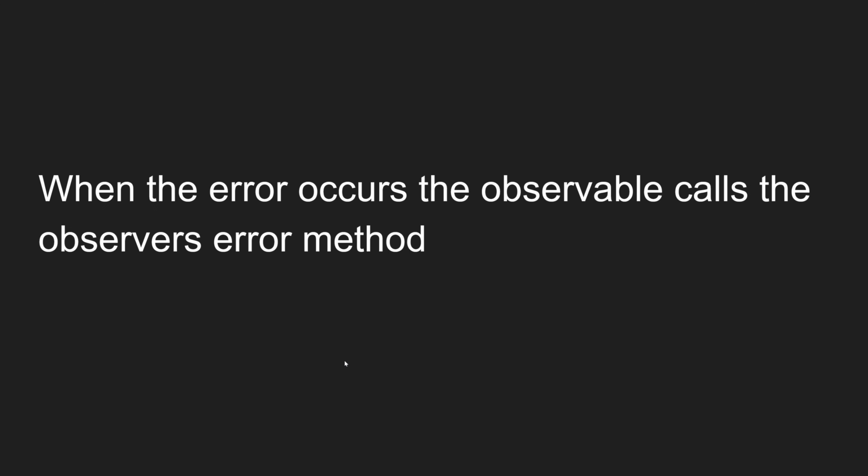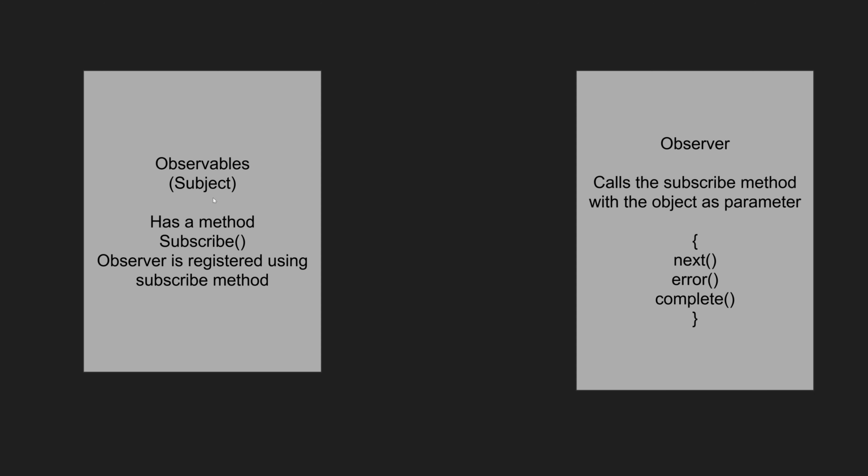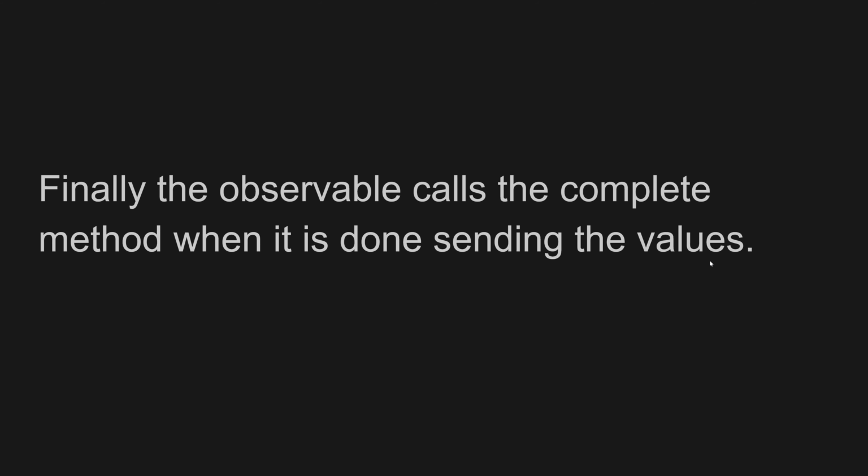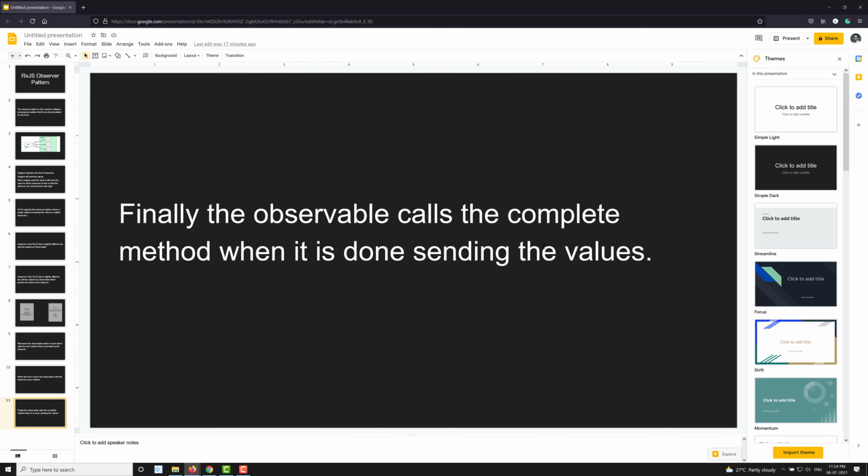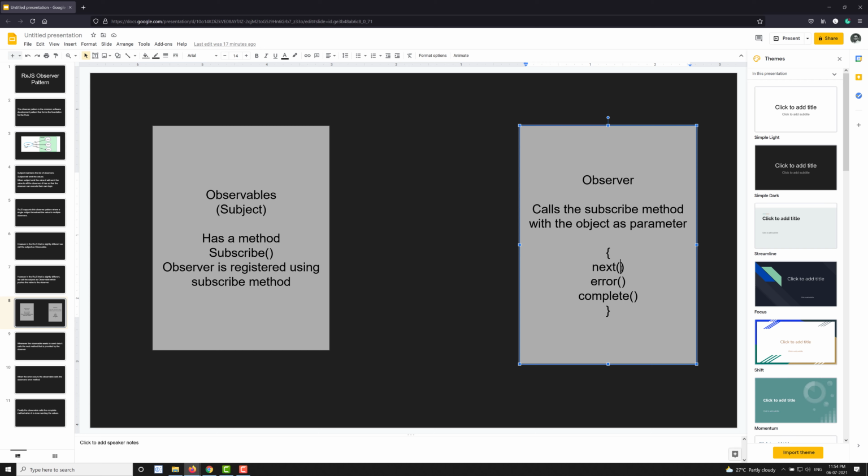Now you need to understand this by seeing this diagram. Whenever an observer registers to the observable, it calls the subscribe method and sends these three methods as parameters. Now whenever the observable wants to send a value, say the value 3, how will it send it? It will call next of 3. Here, if I go to this one, it will call something like next of 3. Like this it will call.